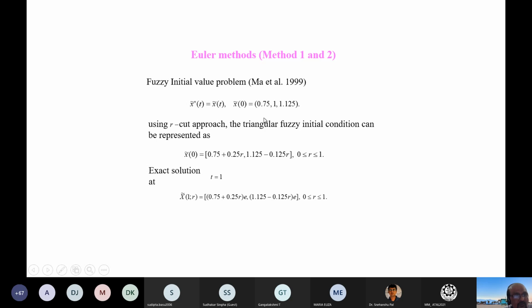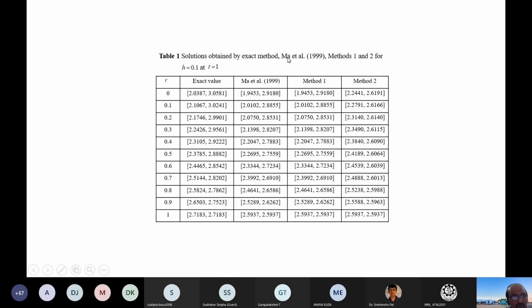So using this Euler method, we have solved. Actually Mytel, they have solved this in 1999. So this is their solution. As I told, as you vary R from 0 to 1, you will get different interval solutions. So this is the exact value. This is Mytel. This is method 1 that I have already discussed. And this is method 2, the last column.